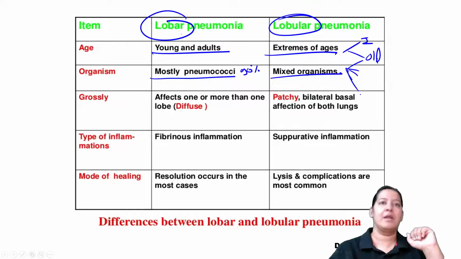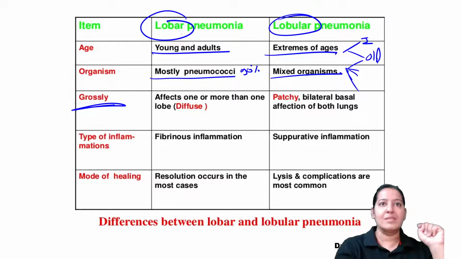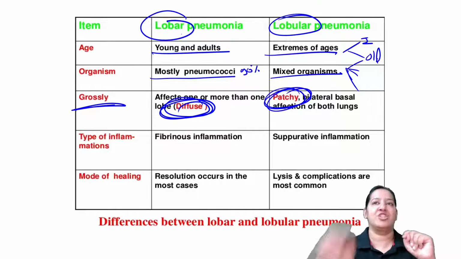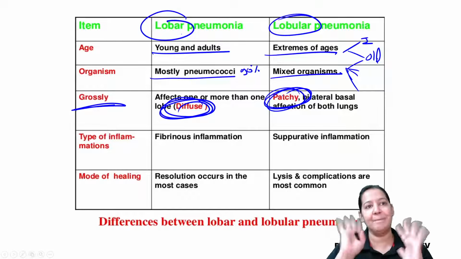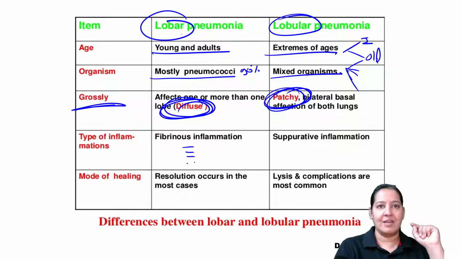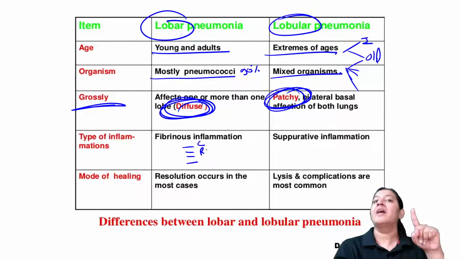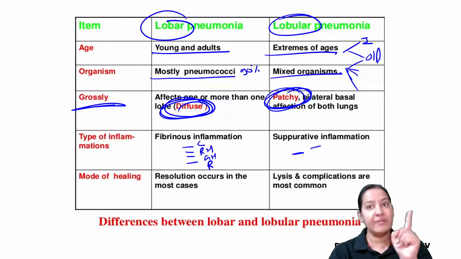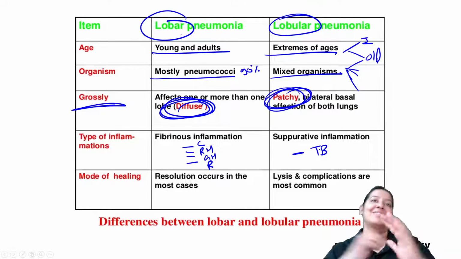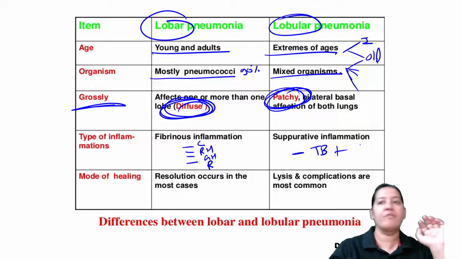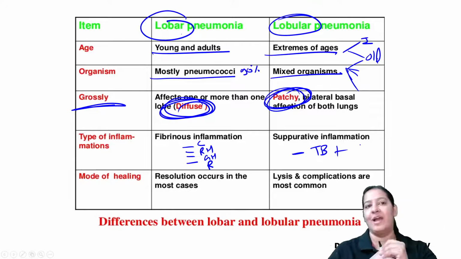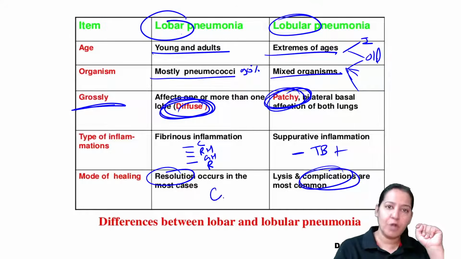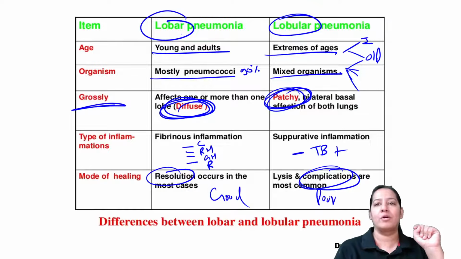Many organisms are there. In lobar pneumonia, if you see the gross, there is diffuse involvement of the entire lobe. Here there is patchy consolidation. Multiple small patches are there. That is the biggest difference. There, 4 phases are there: stage of congestion, red hepatization, gray hepatization, and resolution. Here only one stage is there, in which terminal bronchiolitis is present. The terminal bronchiole is involved along with the peribronchial alveoli. Here resolution is very common. There complications are common. Here it is good prognosis. There it is poor prognosis.